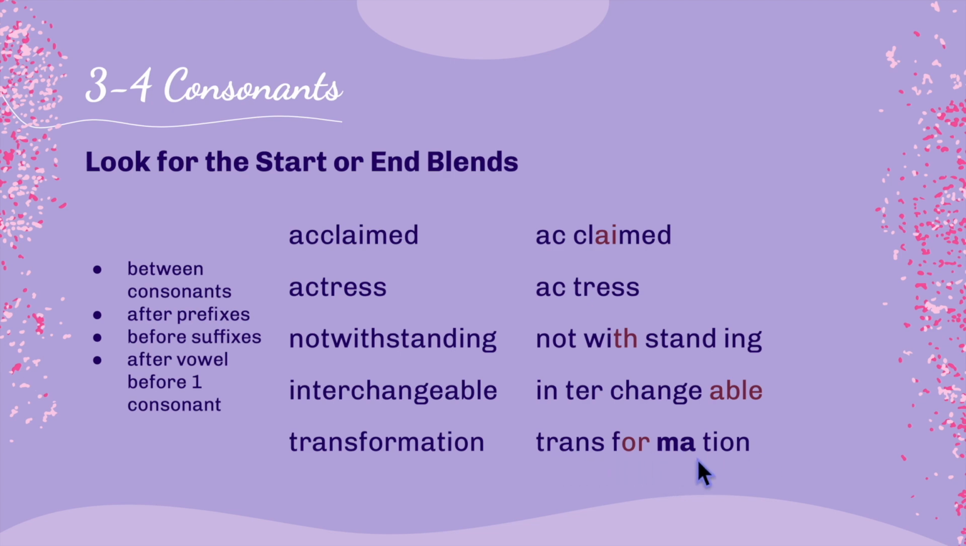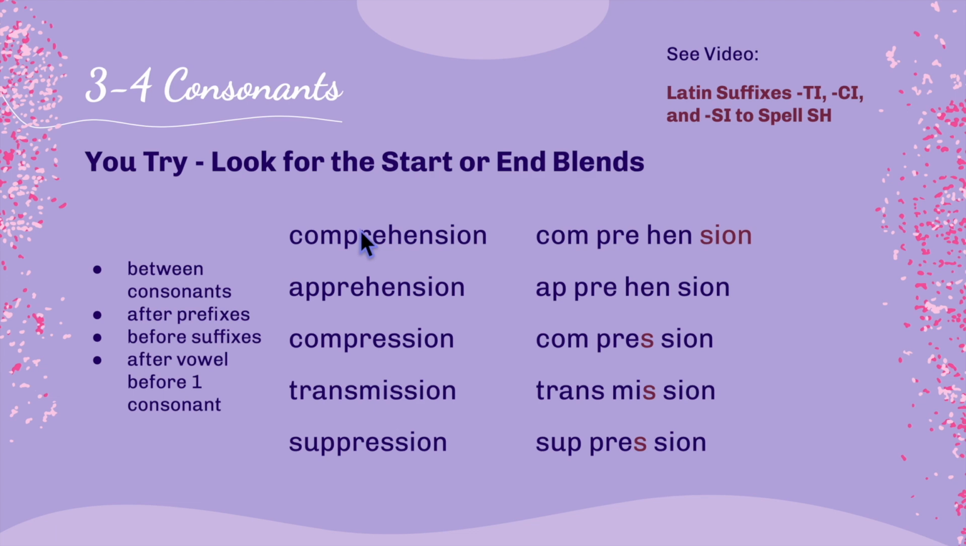Transformation. Did you notice that this was an open syllable? So we try the long sound. Right here we have MP and R together. M and P occur at the end of some words together, but P and R occur at the beginning of many words, so we're going to keep those two together and split here. You might also recognize that com is a prefix. Next, we divide after a vowel, before a single consonant, and before the suffix shun. If you've forgotten about the suffix shun, make sure to watch my video Latin suffixes TI, CI, and SI to spell sh. So here and here are closed syllables, so we try the short sound.